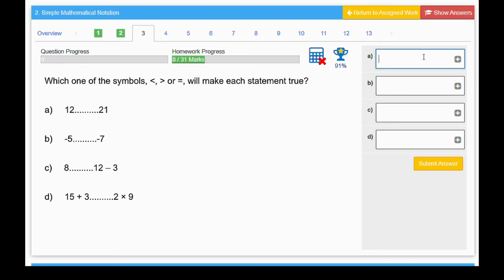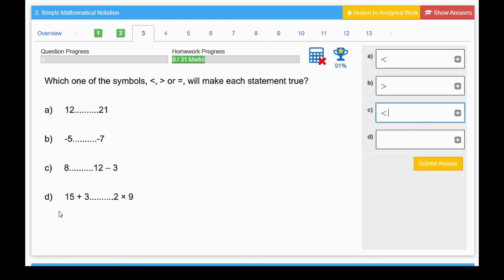So which one is smaller, 12 or 21? That's going to be 12. So the arrow is going to be pointing at the 12. Which one's smaller between -5 and -7? Well, -7 is smaller. So then I'm pointing at that one. 12 take away 3 is 9. So 8 is smaller. So the arrow is going to be pointed towards the 8.